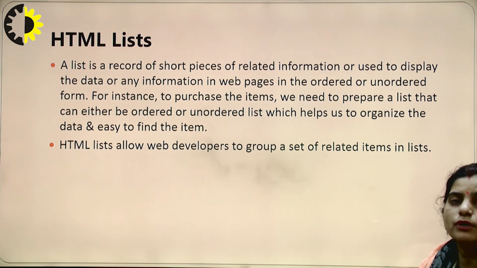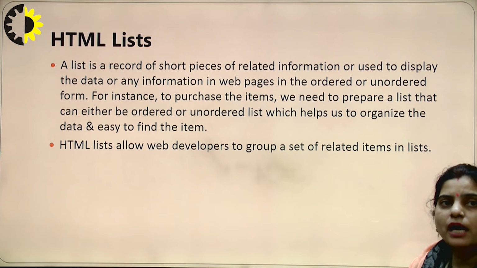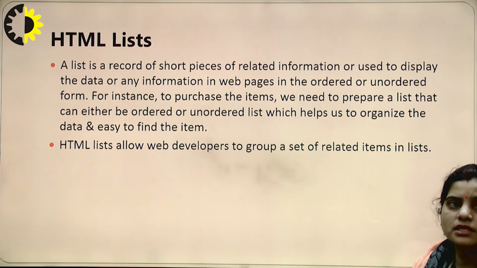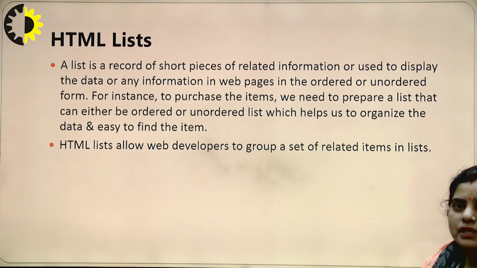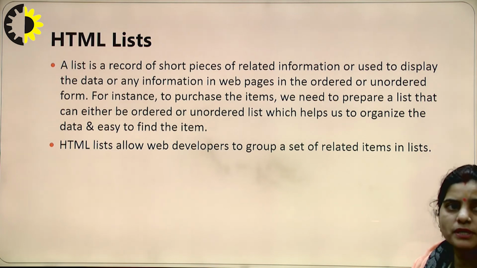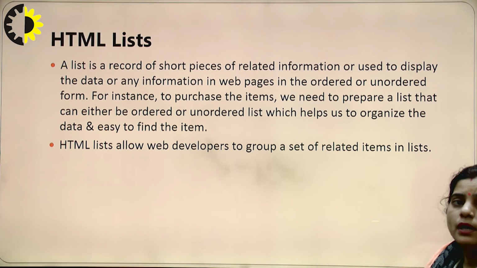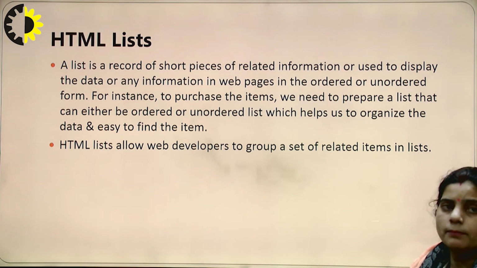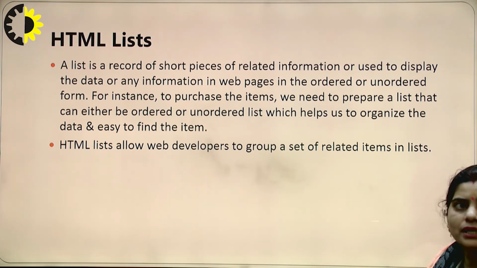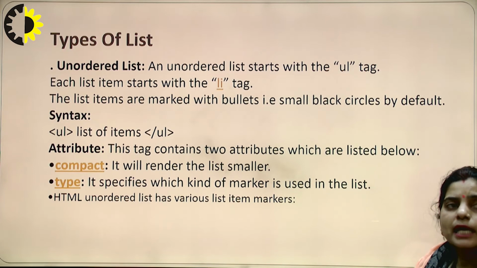For example, if we are going to purchase items, then we need to prepare a list that can be either in ordered form or in the form of an unordered list. It helps us to organize the data and makes it easy to find the items which we are going to purchase. So, the HTML list allows web developers to group or combine a set of related items in the list.